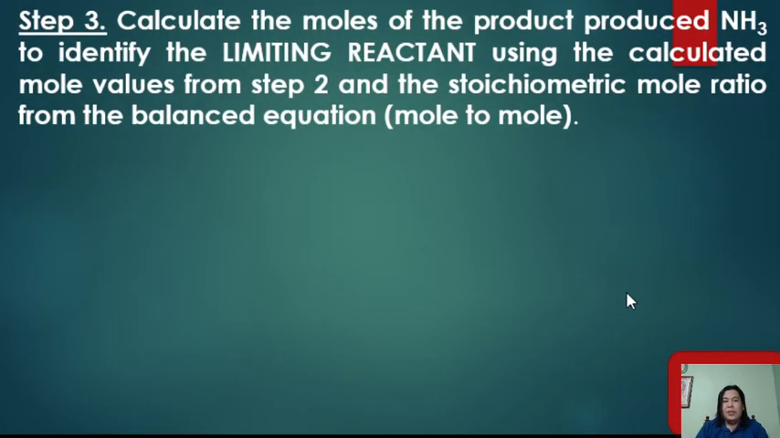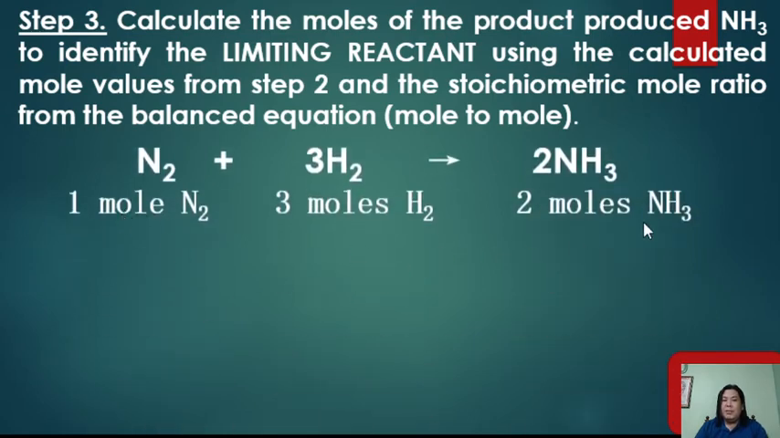Then followed by step number 3. You calculate the moles of the product produced, which is ammonia, to identify the limiting reactant, using the calculated mole values from step 2 and the stoichiometric mole ratio from the balanced equation. This time you will use the mole to mole stoichiometric calculation. Since you will use the mole ratio, this is your balanced equation. So the mole ratio, what do we need? That is 1 mole of nitrogen gas, 3 moles of hydrogen gas, and 2 moles of ammonia. So this is what you will use in calculating for your dimensional analysis.